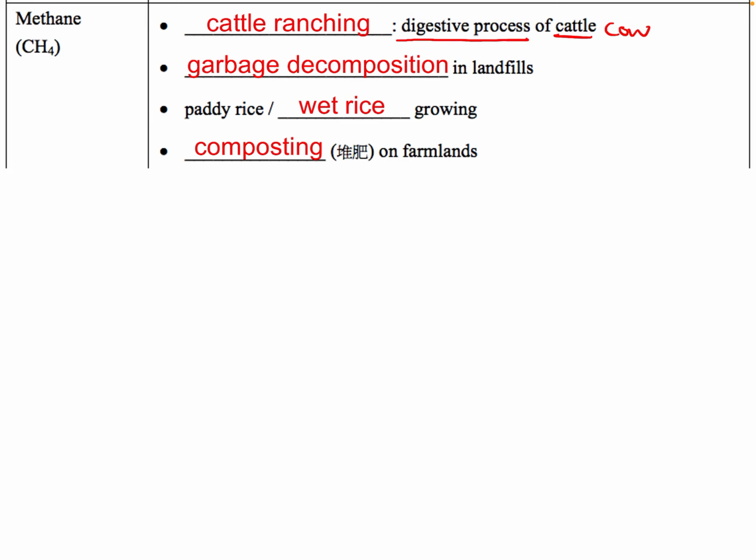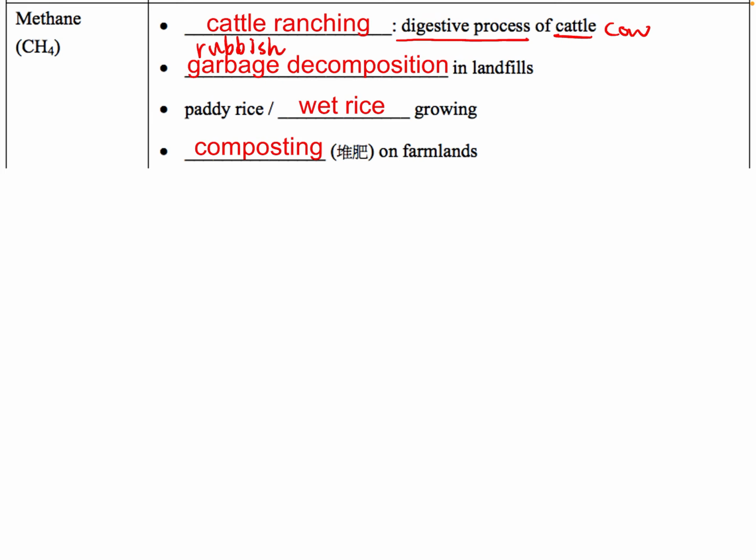If you keep so many cattle for beef, for making burgers, they will release a lot of CO2 and a lot of methane. CO2 is released by respiration. They release a lot of methane through the digestive process. The second one is garbage decomposition in landfills. I just marked the word landfills before. Garbage means rubbish.